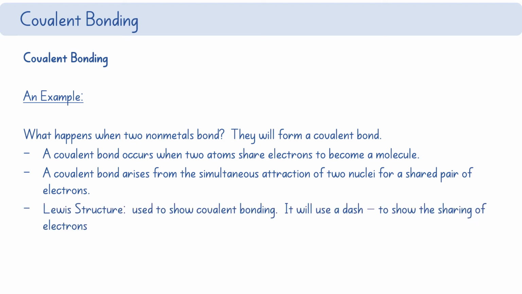The Lewis structure is a way of allowing us to illustrate or show covalent bonding. It will allow us to use a dash to show the sharing of electrons. For example, chlorine plus chlorine, and you'll notice that each one needs an electron. So it will now share, and it will show that share with the dash. The dash represents a covalent bond.